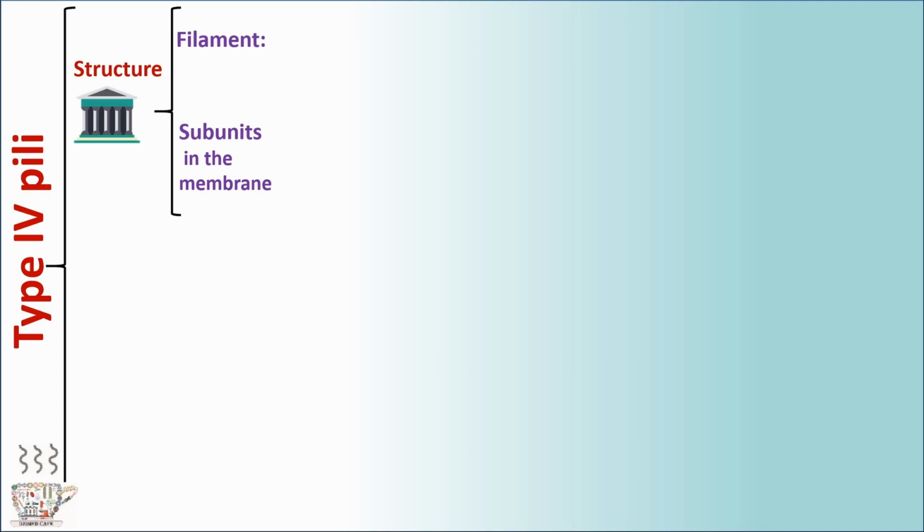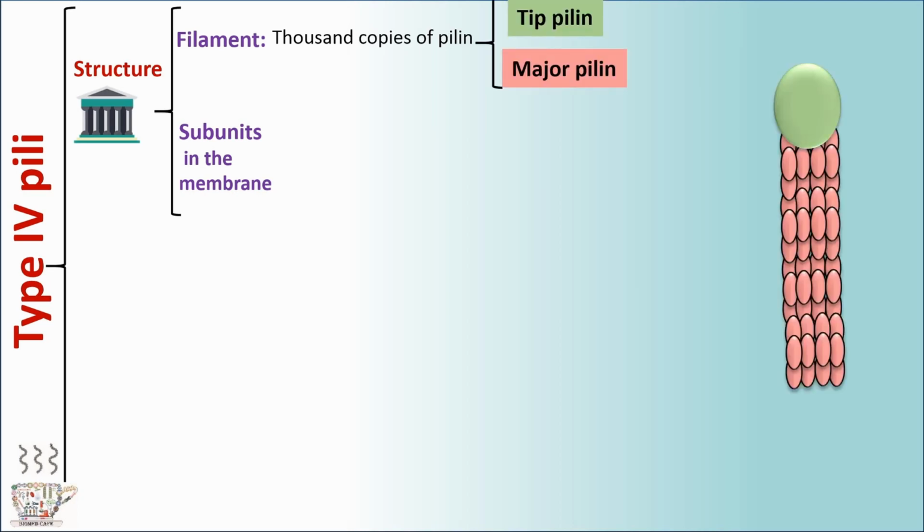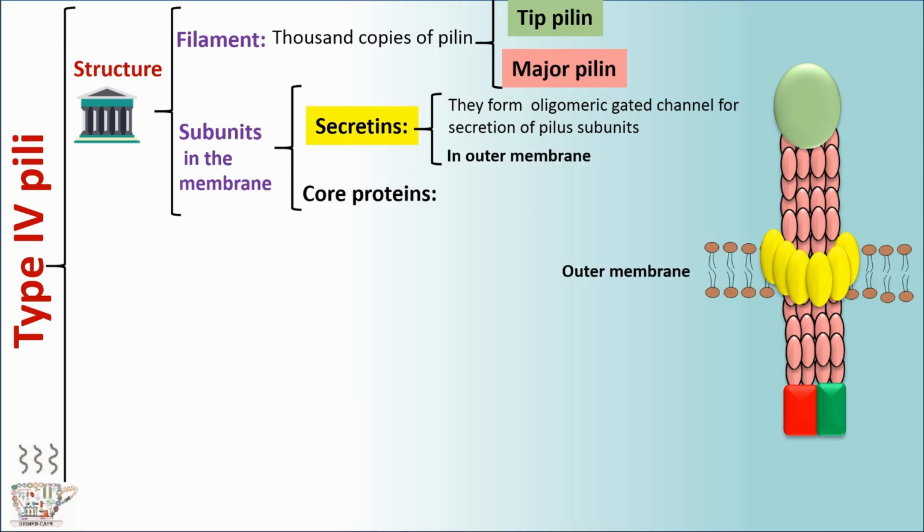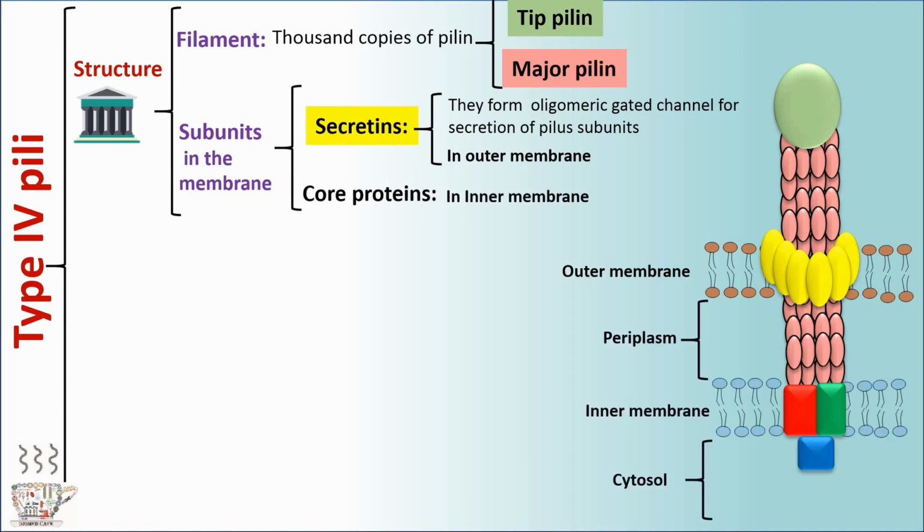Type 4 pili have two parts in their structure: filament and subunits in the membrane. Filament has 1,000 copies of pilin, as tip pilin and major pilin. Subunits in the membrane are secretins and core proteins. Secretins form an oligomeric gated channel for secretion of pilus subunits. They are located in the outer membrane. Core proteins are located in the inner membrane.